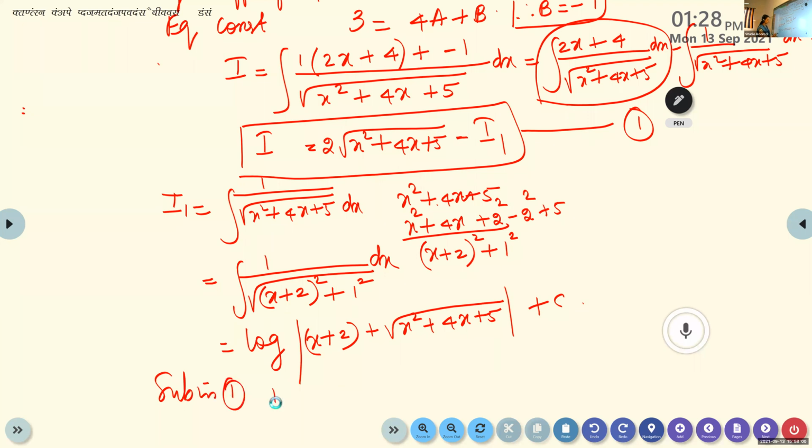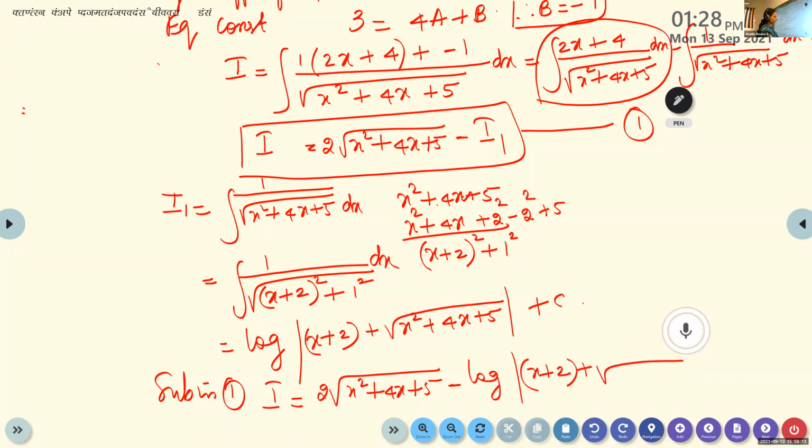Substituting in 1, we get I is equal to 2 into root of x square plus 4x plus 5 minus log of x plus 2 plus root of x square plus 4x plus 5 plus c.